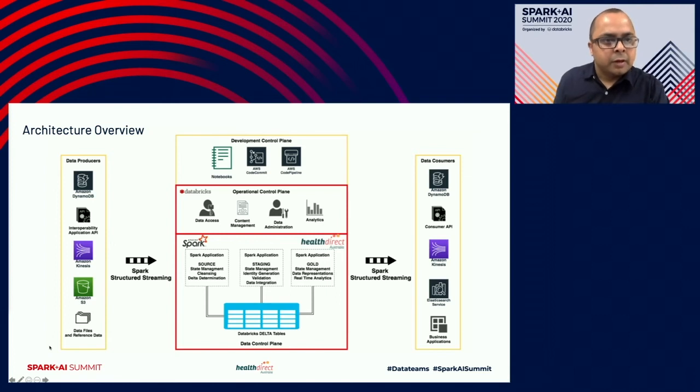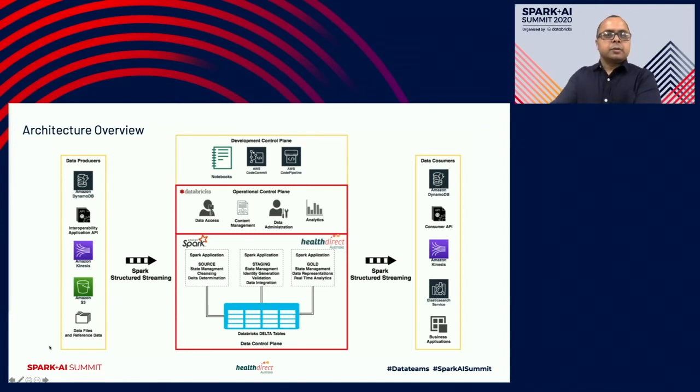Let's now look at the architectural patterns that we have in our federated directory. So talking of architectural pattern here at HealthDirect, we basically have a few major components in the architecture: data producers, data consumers, development control plane, data control plane, and the operational control plane.